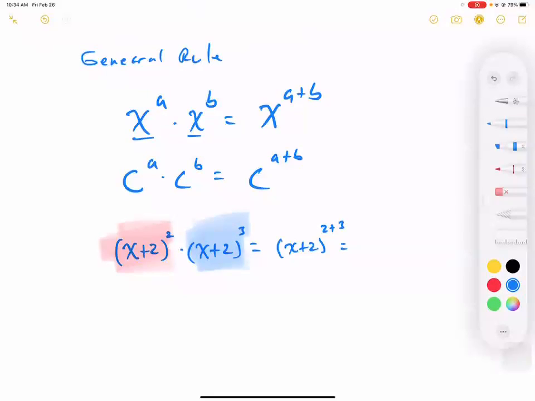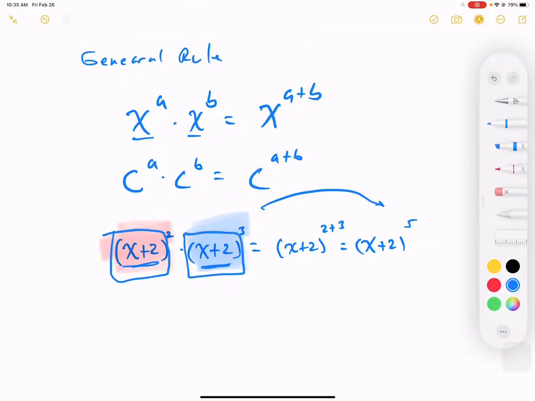Now, do you always have to write 2 plus 3? No. You can just say x plus 2 to the 5th power. You can save yourself some time and just jump from here to here. And everyone understands that. Mr. Ko, but don't you have to multiply x plus 2 and x plus 2? No. And the reason why is we had 2 of these and we had 3 of these. That's why we have 5 of these total now. Okay, so we're not going to multiply them again because the exponents count for how many we already have.